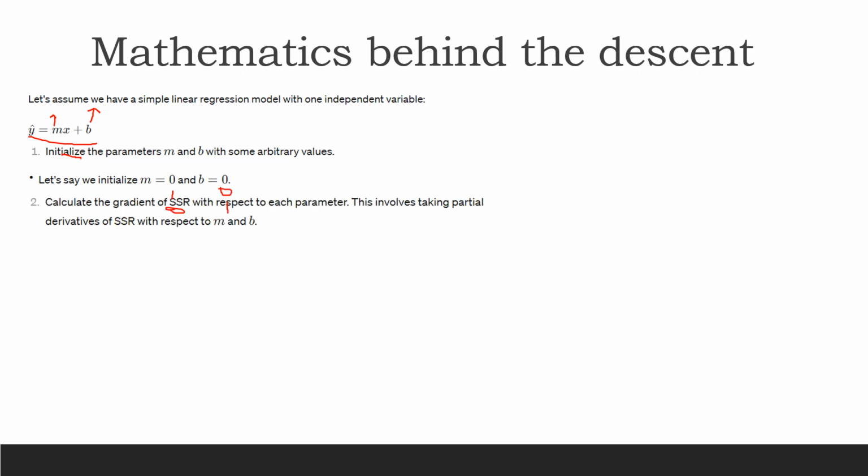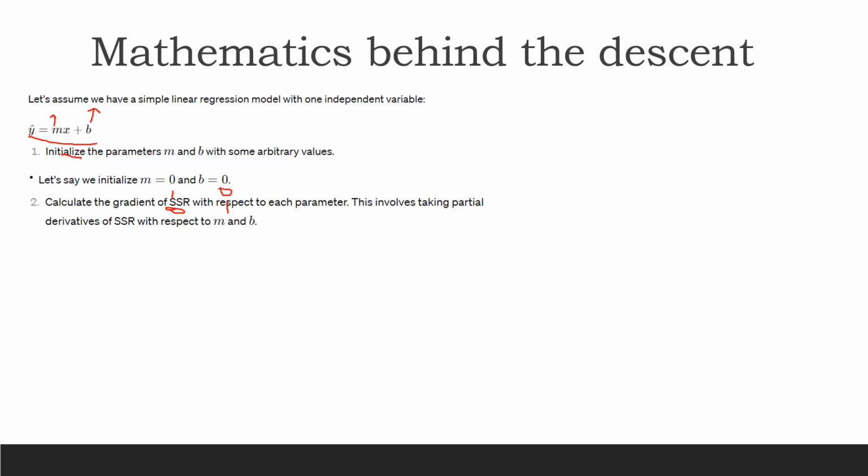So let's take a simple equation of a linear regression, y = mx + b. These are the parameters for which we need to find the optimum values, and we initialize these parameters with some arbitrary values. It could be both zero, it could be one and zero, or something like that, and we initialize this algorithm.